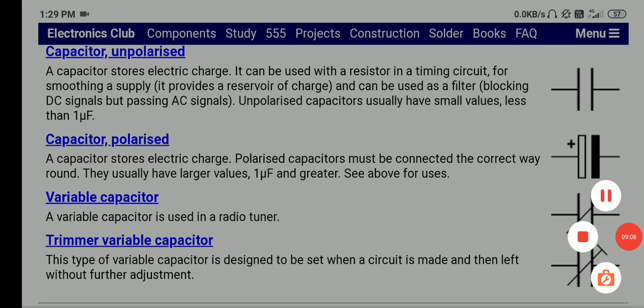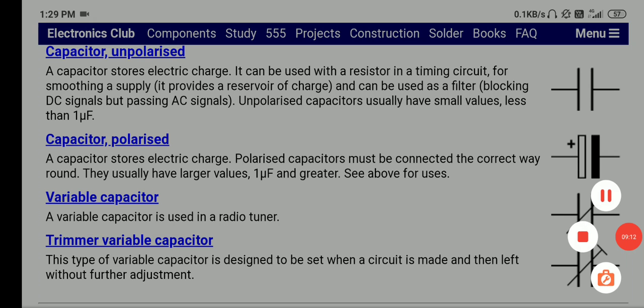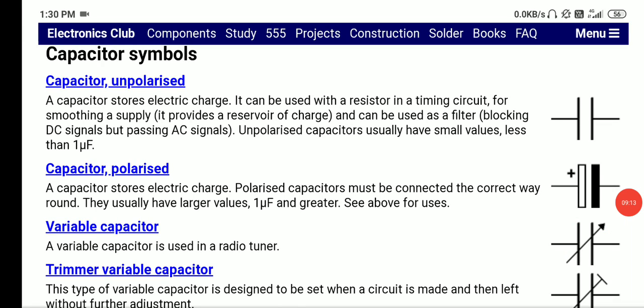So do you know what unpolarized and polarized mean? Okay, let me tell you. Unpolarized capacitors are those that do not have any impact of polarity. You can connect them either way. Some examples of unpolarized capacitors are ceramic capacitors, mica capacitors, and some more also.